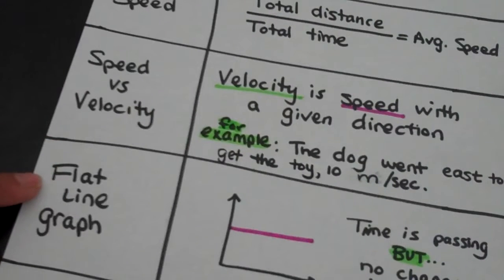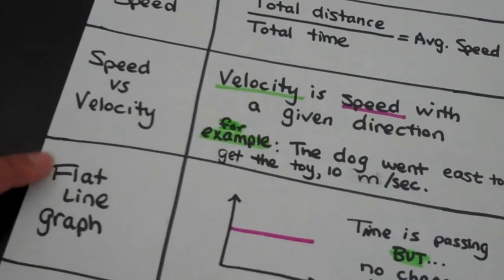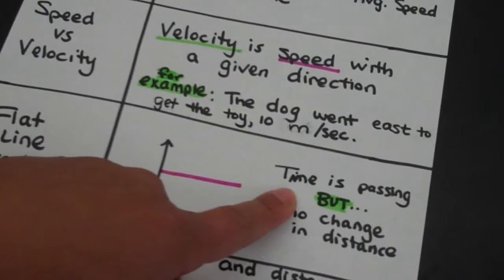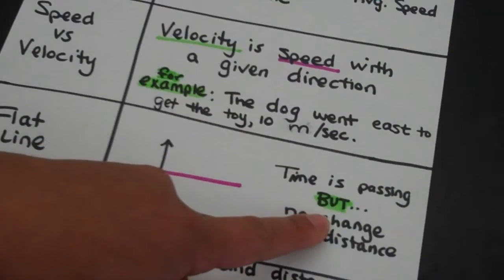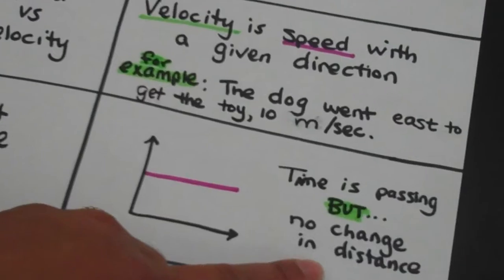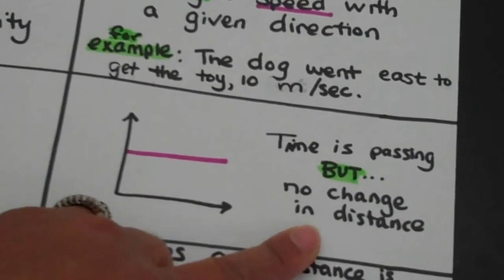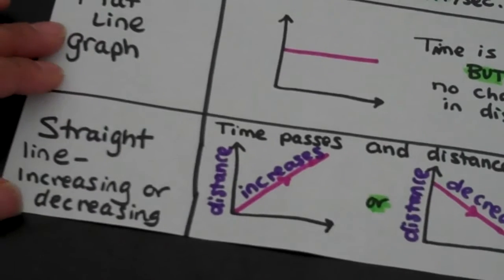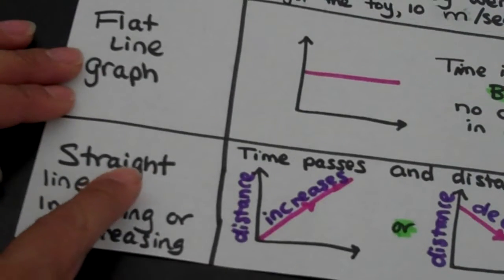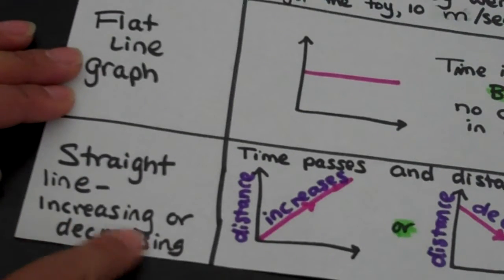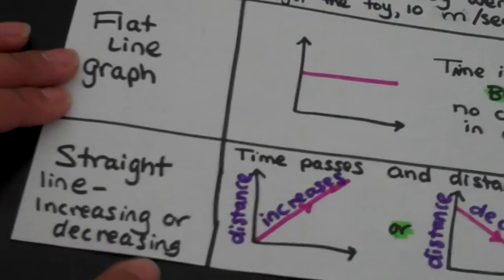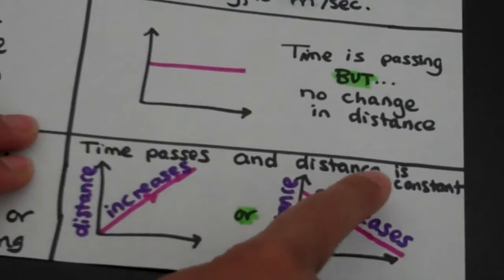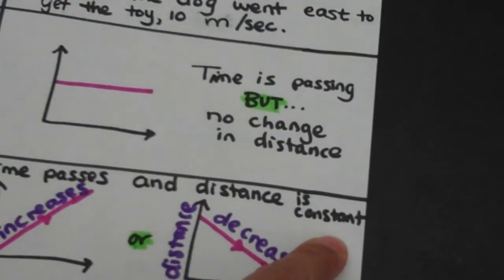The third main idea is this flat line graph. A flat line graph, this is time is passing, but no change in distance. The next one, the last one, is the straight line graph. Increasing or decreasing straight line graph. Time passes and distance is constant.